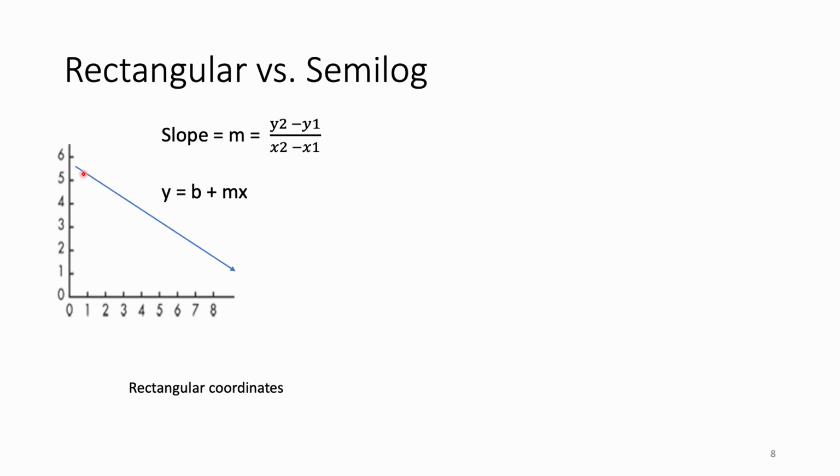Any decrease in the value of y associated with increasing value of x, a straight line like this, is described by the equation y equals b plus mx. Again, m is the slope, and b is the intercept, where the line cuts y when the x value is 0. And the slope is calculated here.